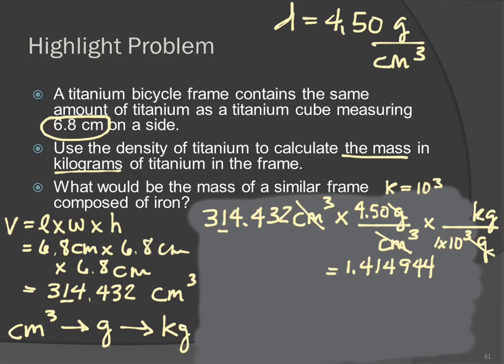1.41944, and the units there will be kilograms. How many sig figs should that answer have? 2. It's limited by the measurement of the side of the cube. The 6.8 has 2 significant figures. The density has 3, but we're limited by that guy. So 1.4 kilograms.